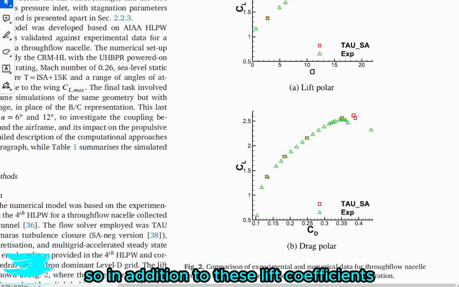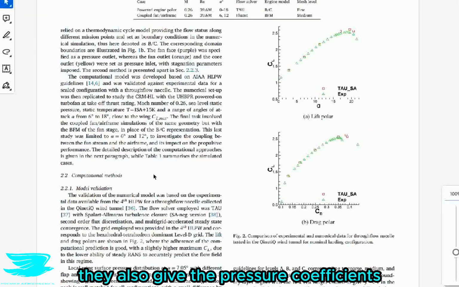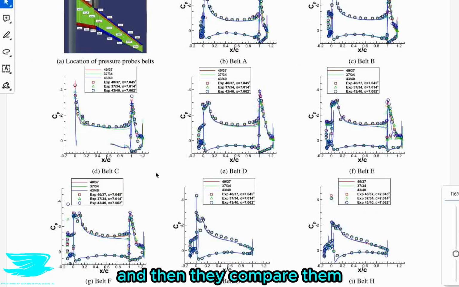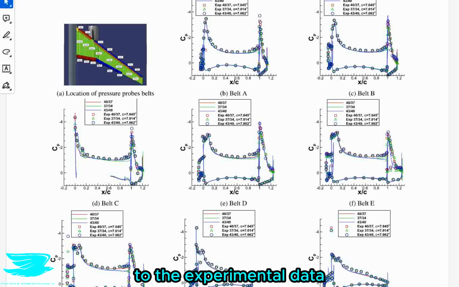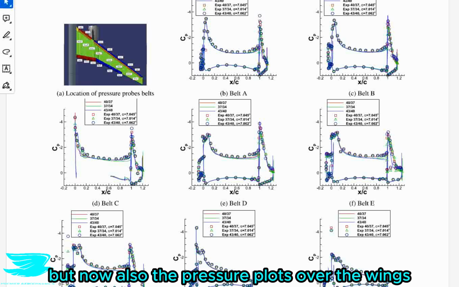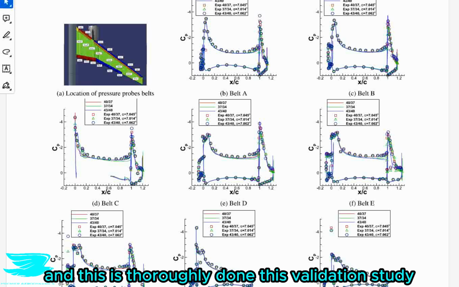So in addition to these lift coefficients, they also give the pressure coefficients over the wings in figure 3. And then they compare them to the experimental data. So this is for a 7.05 degrees angle of attack. This is insane because you almost never get this amount of validation data. They have the lift and drag, but now also the pressure plots over the wings. And this is thoroughly done, this validation study.